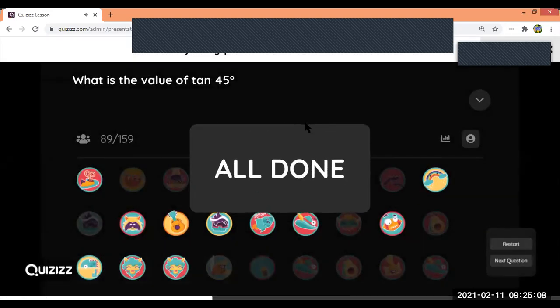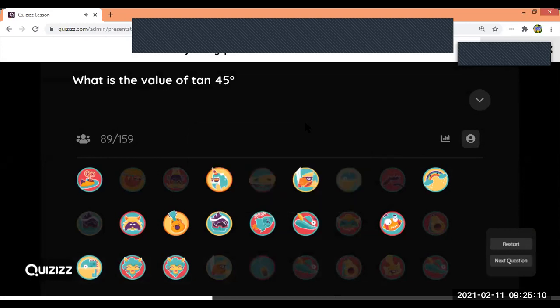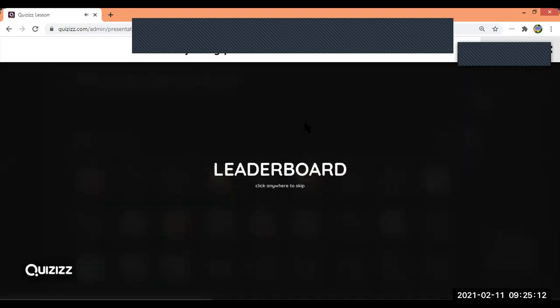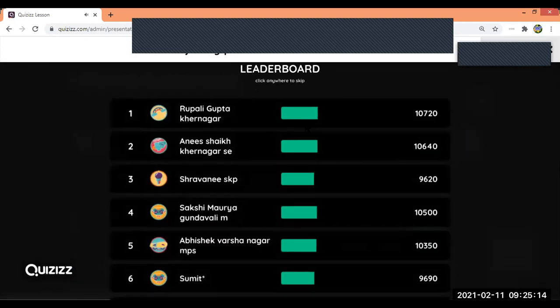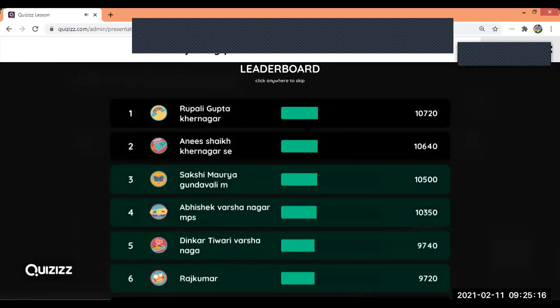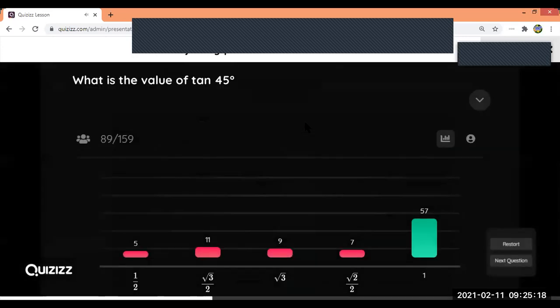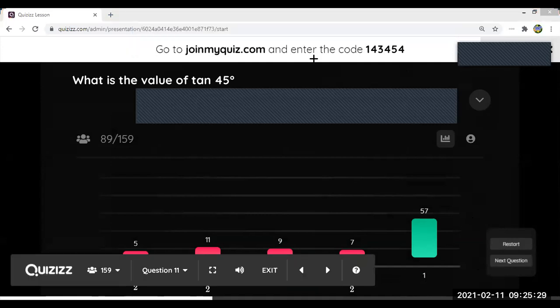Tan of 45, you have the table there in front of you. Tan of 45 is 1. Okay, tan of 0 is 0. Tan of 45 is 1. Rupali Gupta, Anish Sheikh, Sakshi Maurya, okay, great. 57 of you got it right. The answer was 1, okay. Nothing to think about it. You just need to remember this. Tan of 45 is 1, okay.